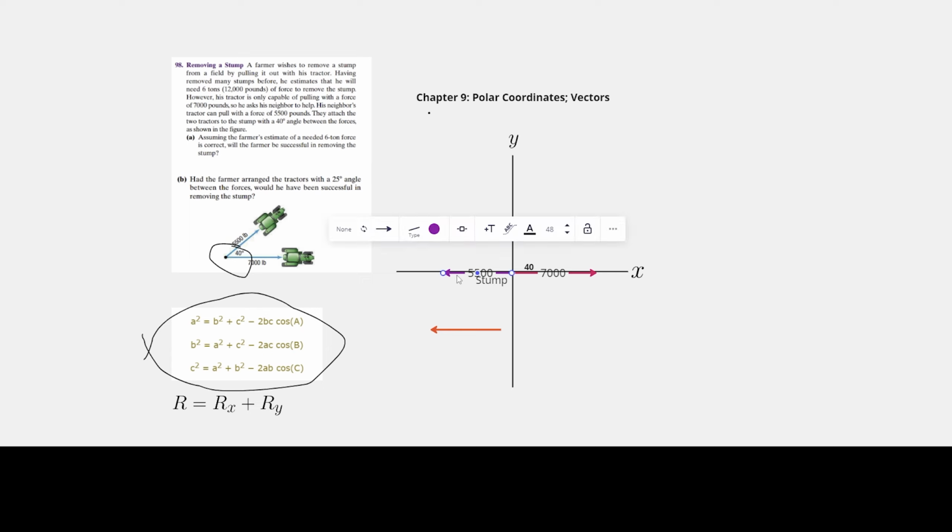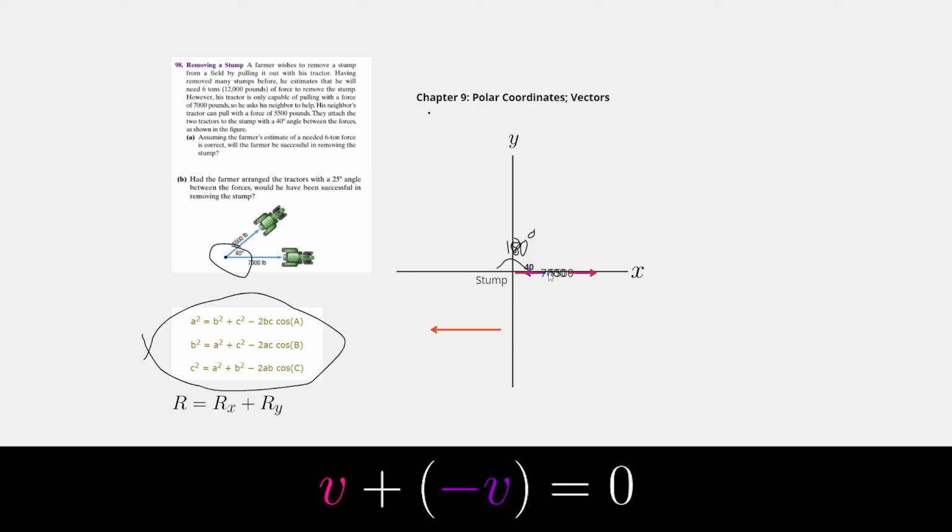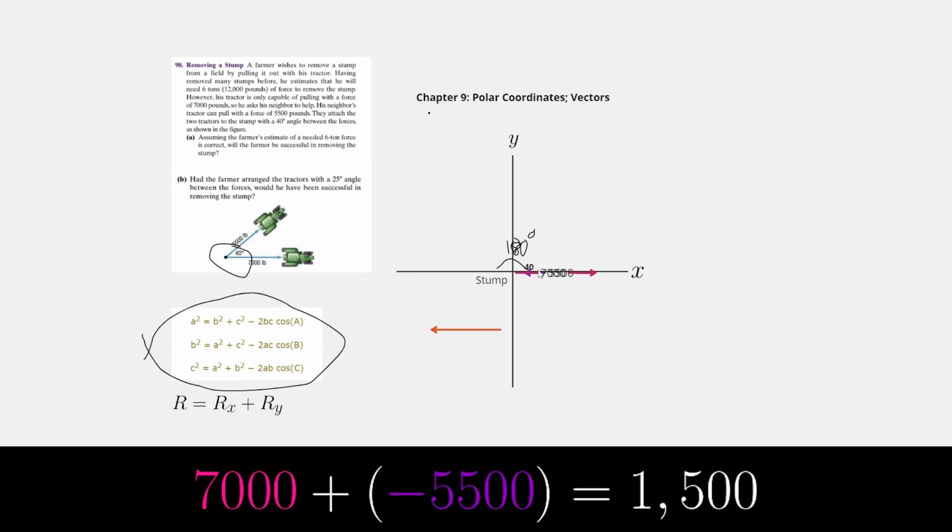For instance, if we did the head to tail method right here at a 180-degree angle, it's at 180 degrees between these two vectors. By doing the head to tail method, as I connect this here, you can already see these are subtracting from each other. It's kind of hard to tell, but you're subtracting these two vectors now, and you're left with 1,500 because 7,000 minus 5,500 is 1,500.